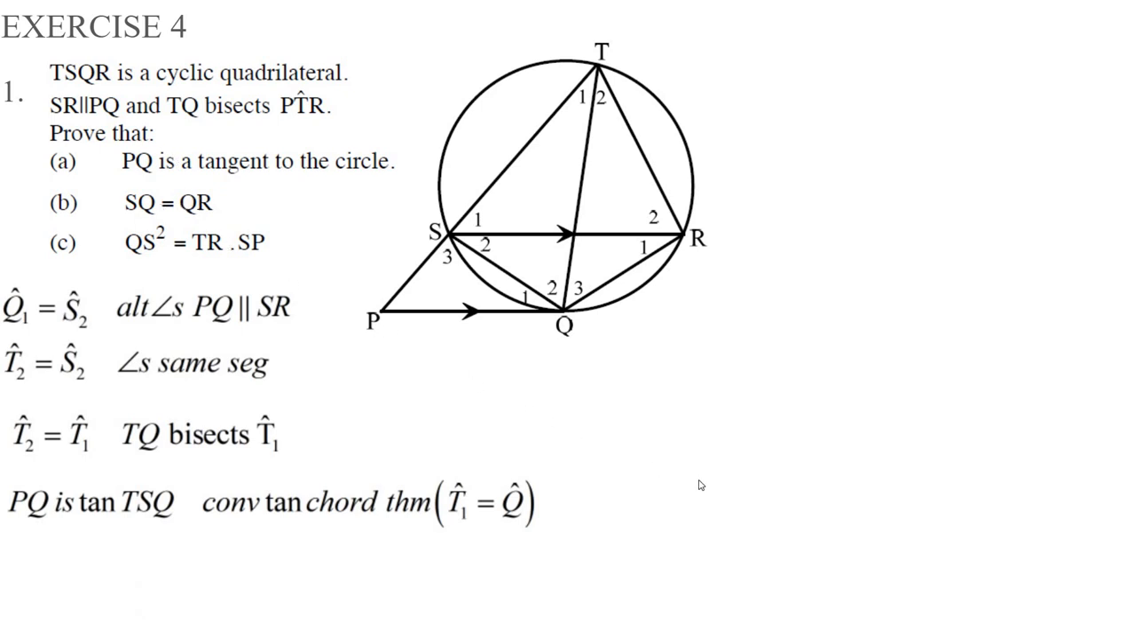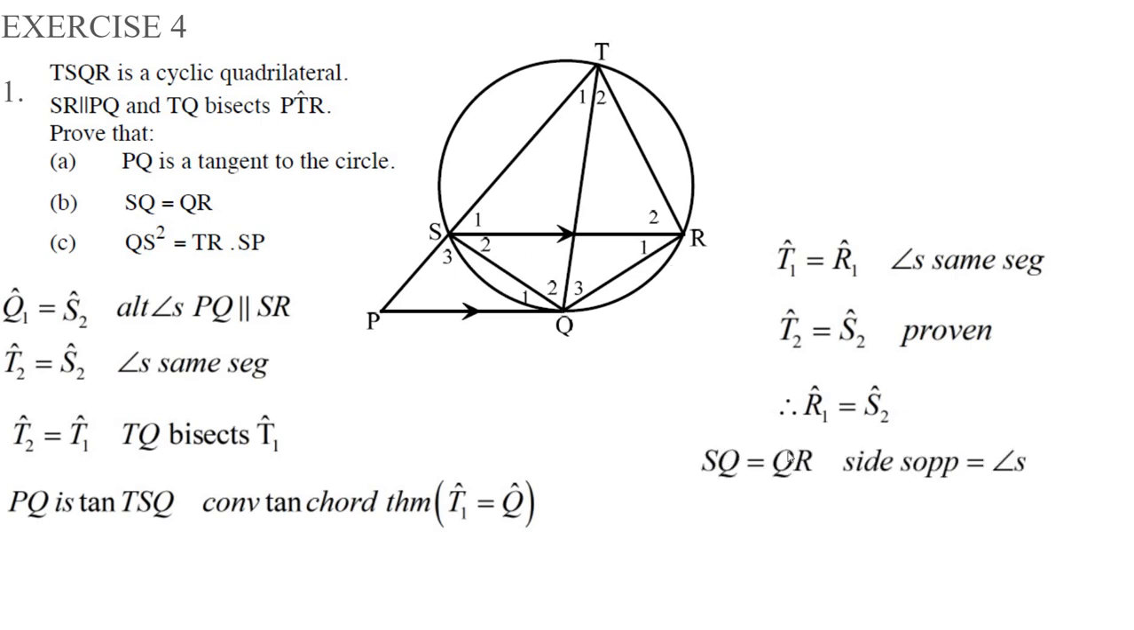Why is SQ equal to QR? Well, let's see here. We know that T1 is equal to R1 because it opens up to the same segment, SQ there. We know that T2 is equal to S2. We showed that before, the angles in the same segment. Well, that means R1 is equal to S2. And in this triangle, if those two angles are the same, SQ must equal QR, because sides opposite equal angles are equal. And that's it. That should be a little Q1 there. I'm going to fix that.